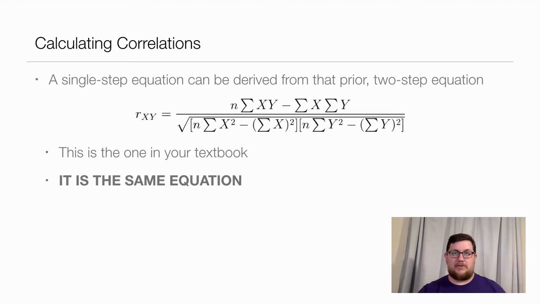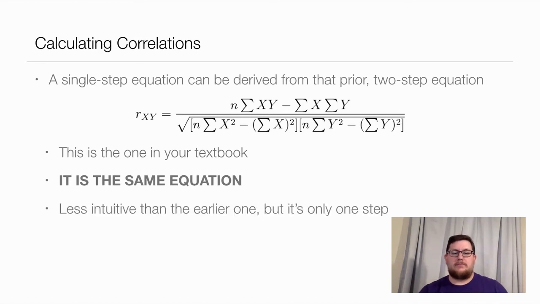Mathematically, the same exact equation. Basically, if you inserted the covariance measure there, and you redefined your variance by the actual way to calculate the variance, you would get this. It's less intuitive than the earlier one, but it's only one step, kind of.